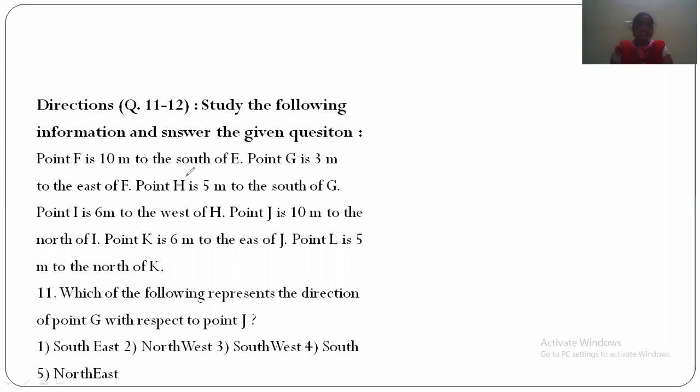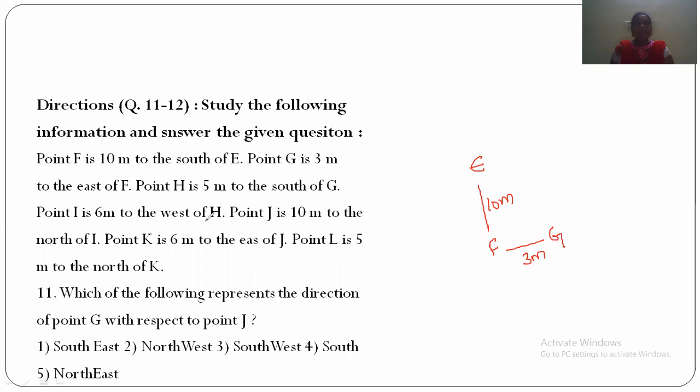Point F is 10 meters to the south of E. First we need to write E. From E, 10 meters south side, we have to place F. Point G is 3 meters to the east of F. From F to the east side, 3 meters, we have to place G.